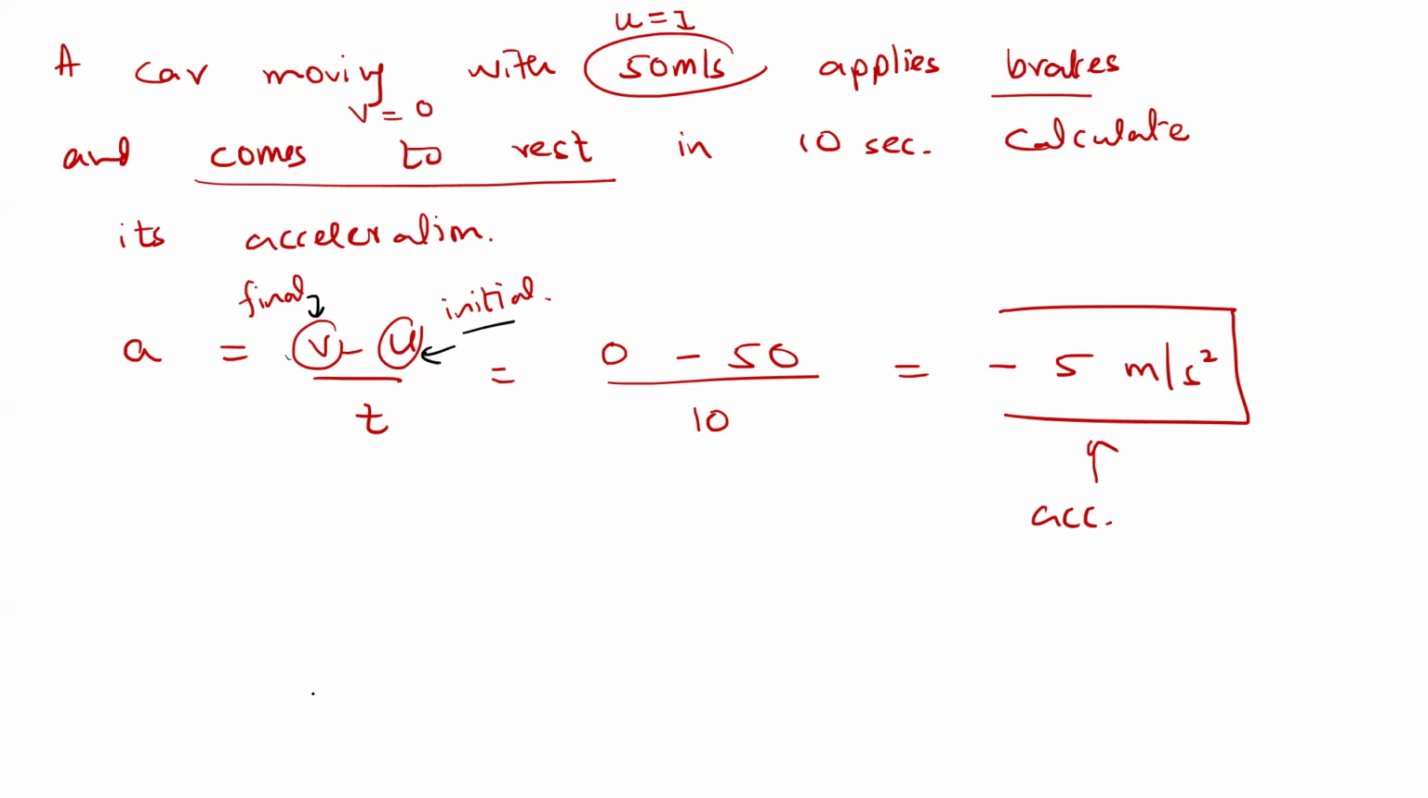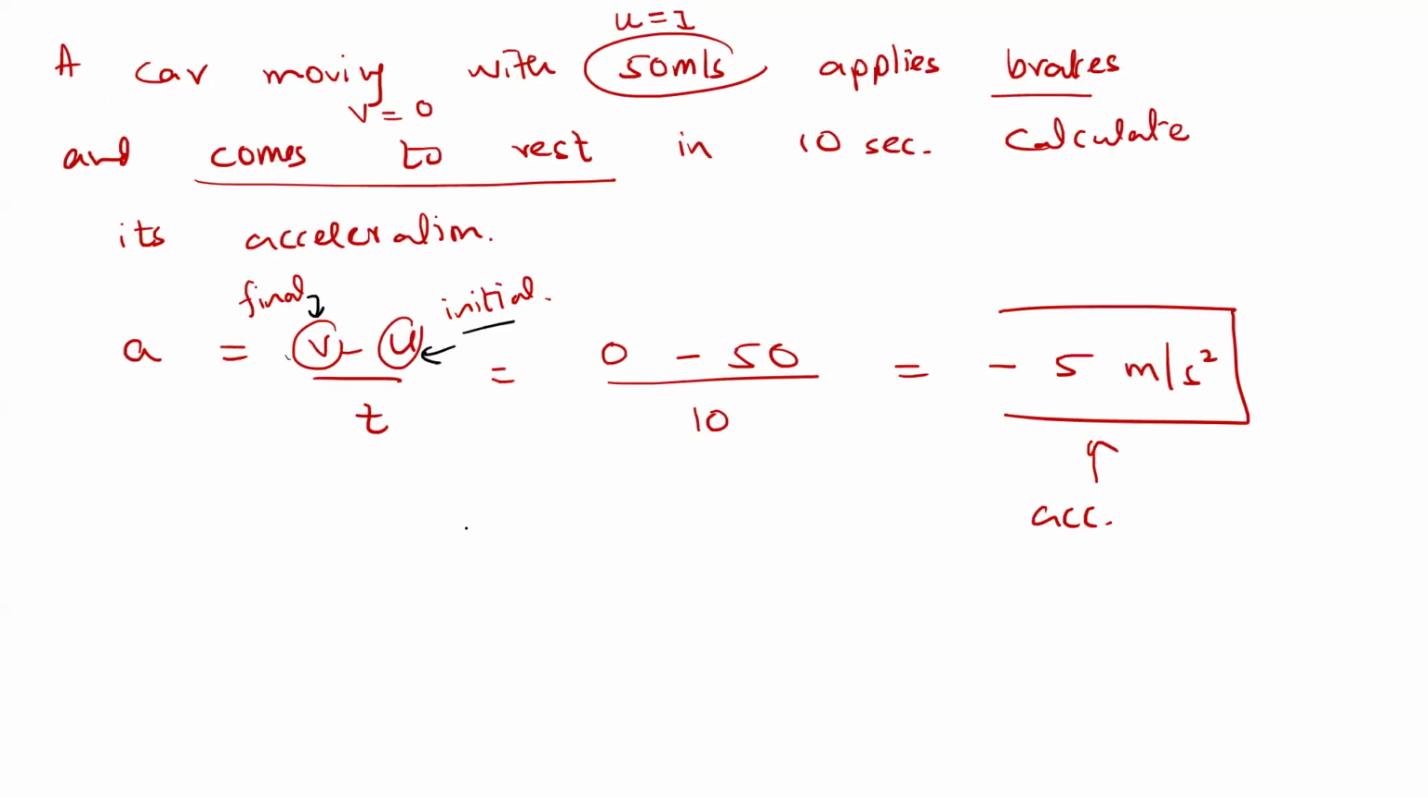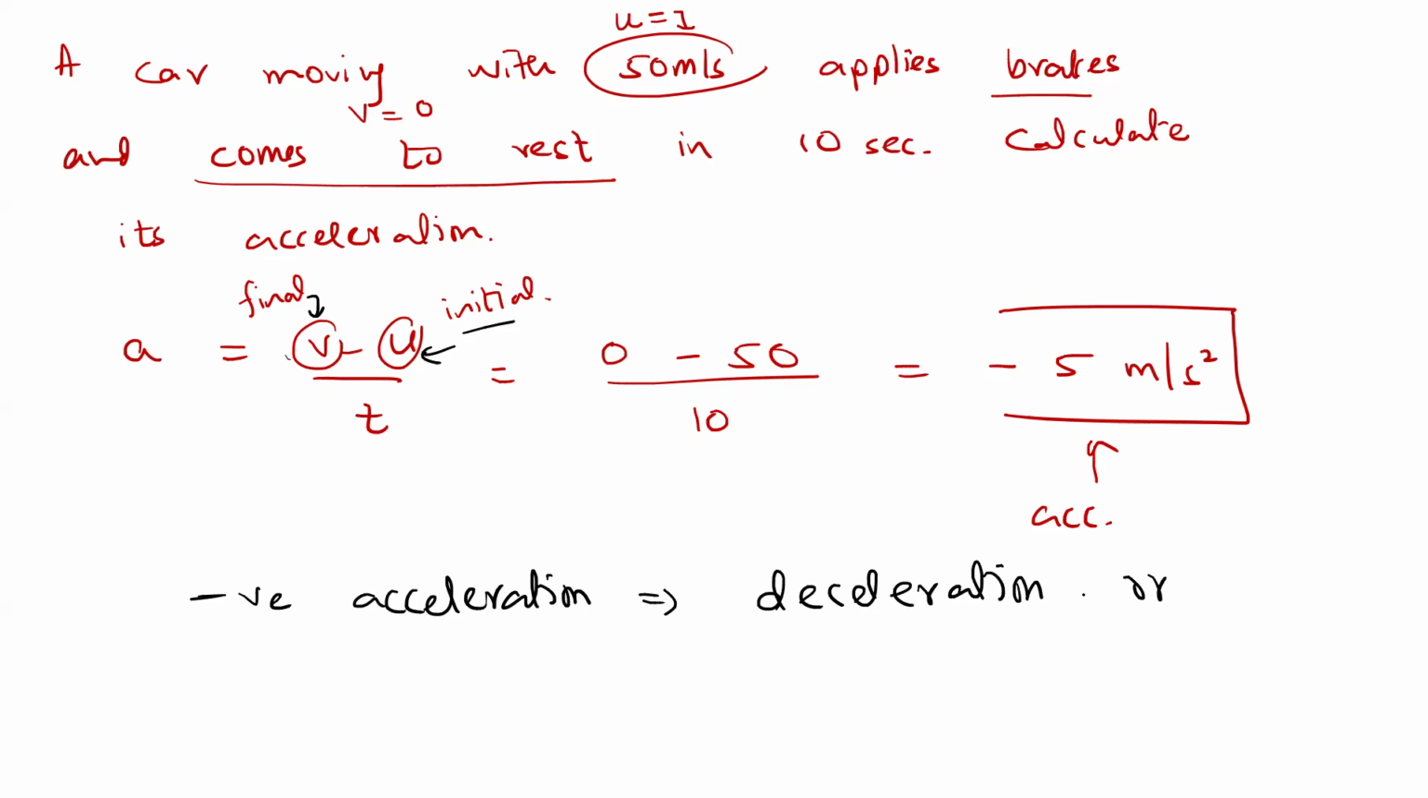So this example basically helps us to identify that acceleration can be positive, as it was before, and it can also be negative here. But there is one more thing. Negative acceleration is given a specific name, and that's deceleration or retardation. So basically, deceleration is negative a. So acceleration can be positive and it can be negative.